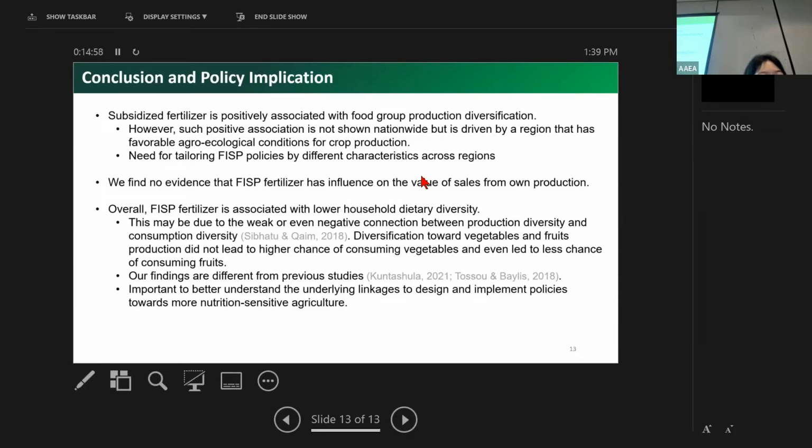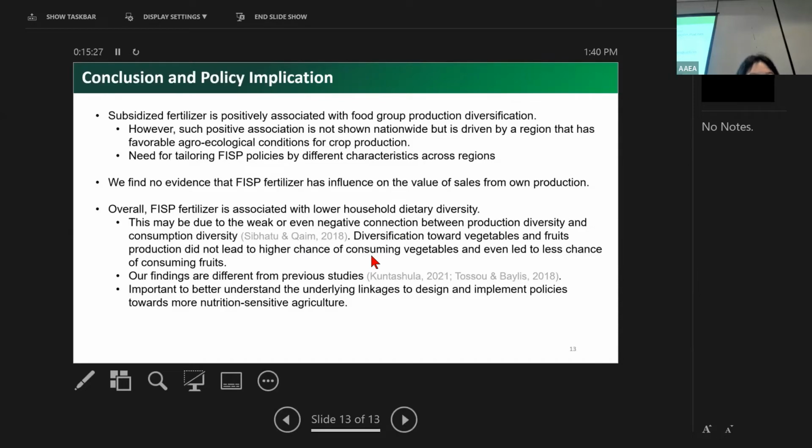So as I just mentioned, this may be due to the weak or even negative connection between production diversity and consumption diversity. And earlier studies found that in regions where they have already highly diversified production, producing even more kinds of products would harm their income, because they would not be able to specialize in the crops they are already producing.